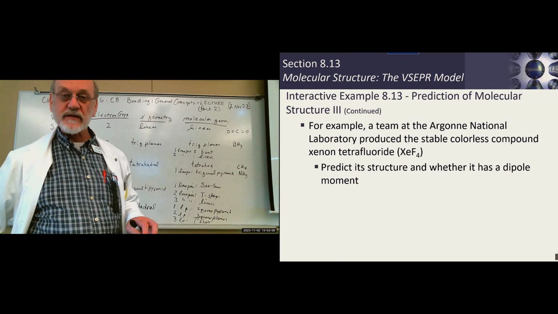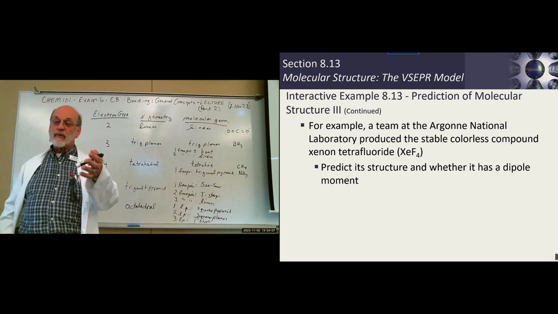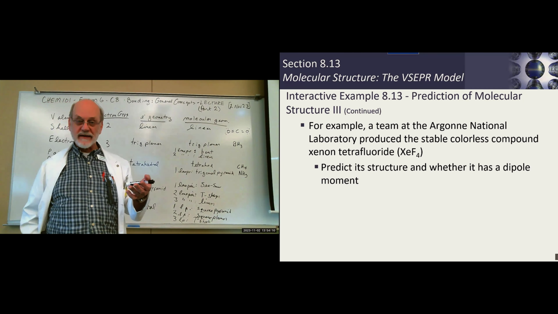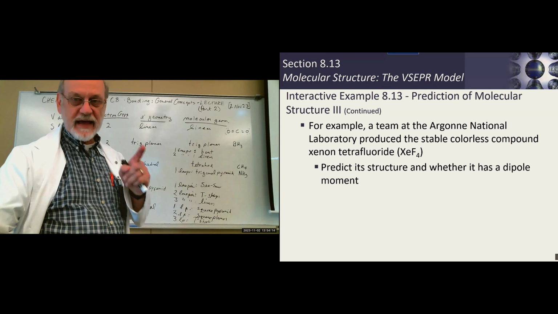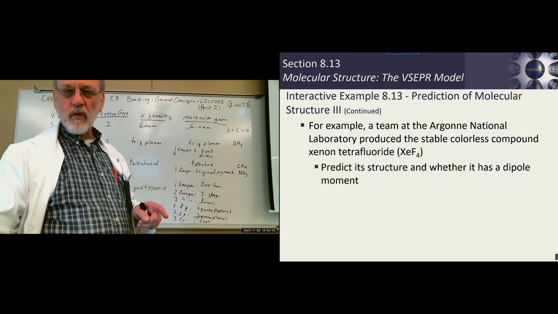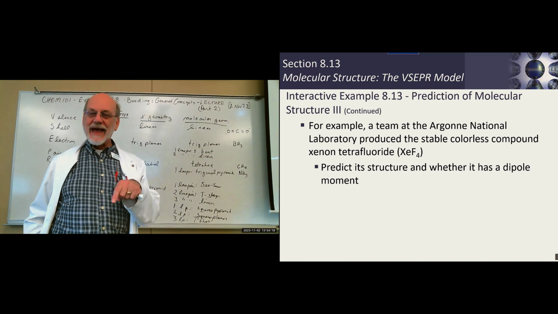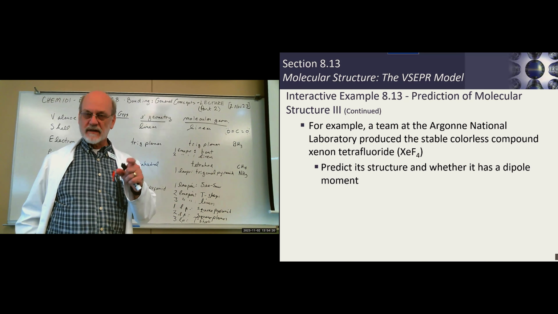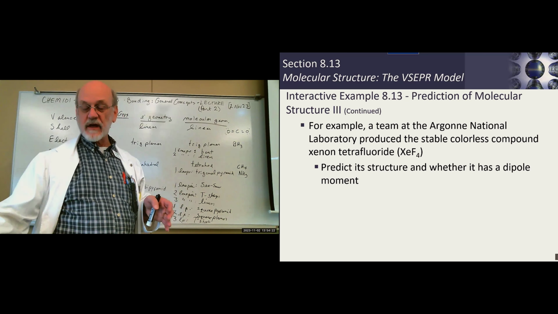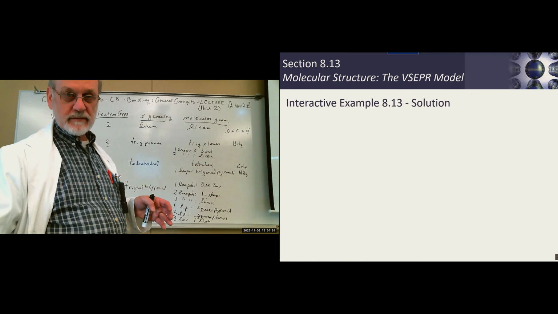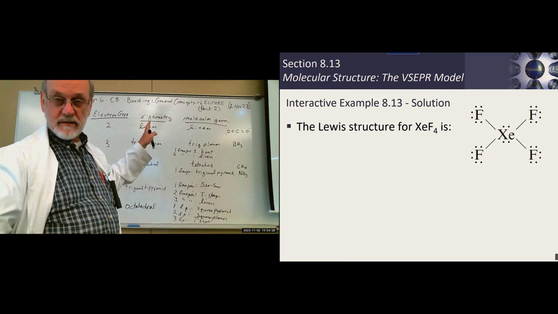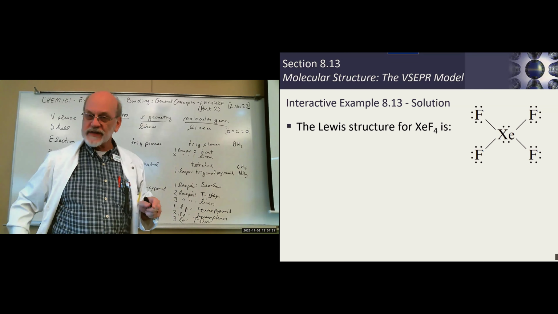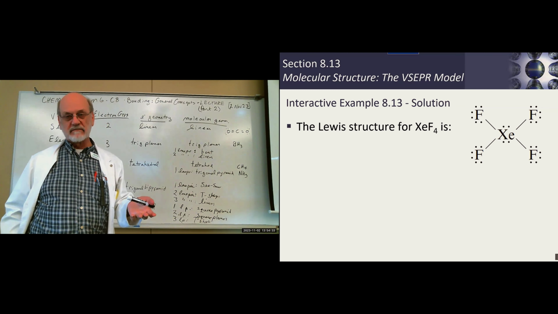Right. So in this case, this example, we have xenon tetrafluoride. Right? We know it's a compound. It has been isolated and identified. What we want to know is, does it have a dipole moment? Is it polar? Right? So we draw the structure. We draw the electronic structure first. Right, there it is. So xenon exceeds the octet.